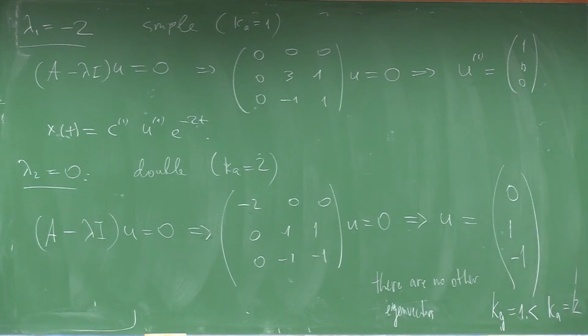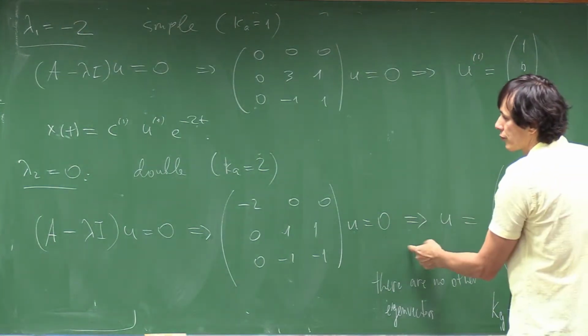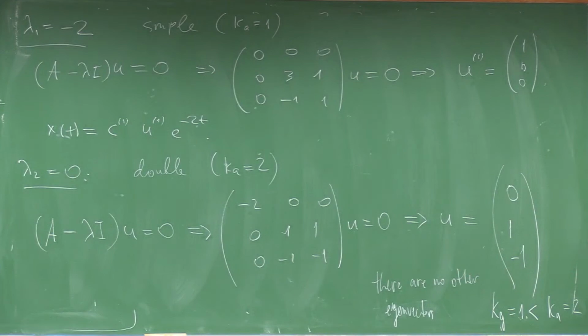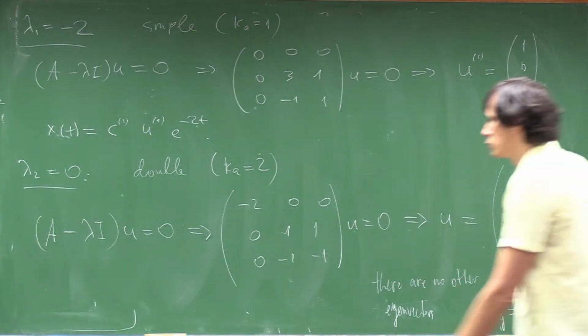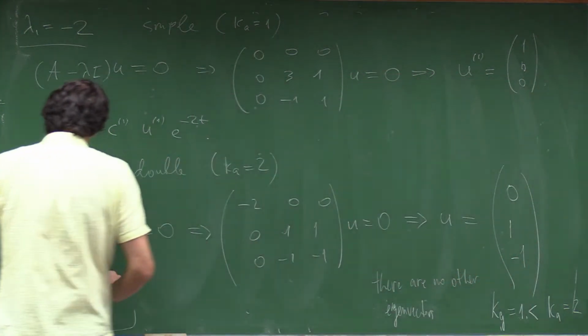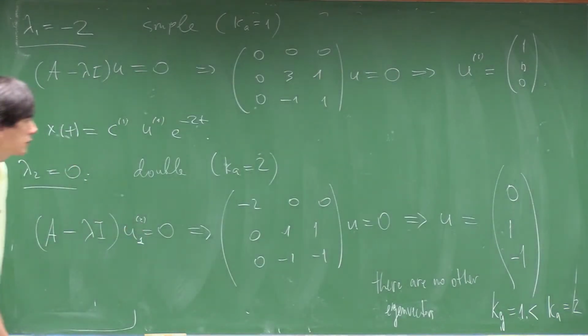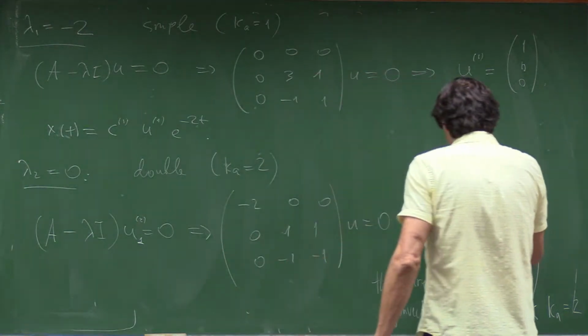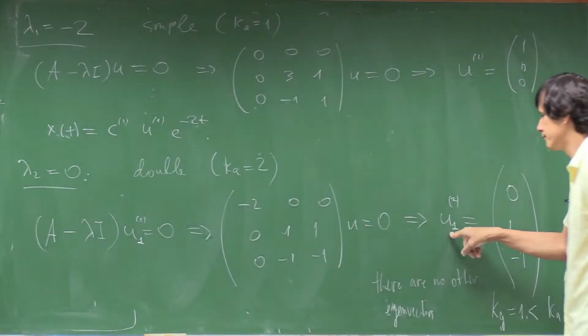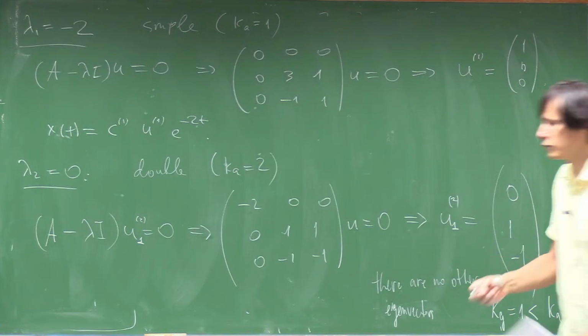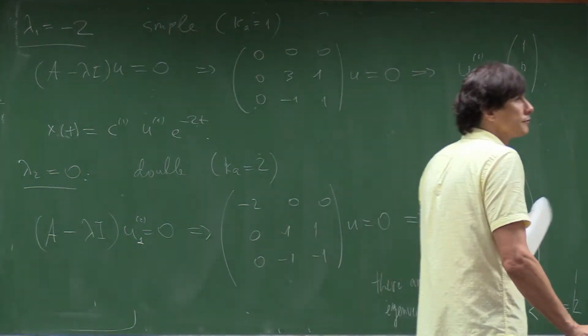So in that situation, we already have just one solution from here and one solution from there, so we need to go to generalized eigenvectors. So we call this the first eigenvector, we give it number 1, and we have to look for the generalized eigenvector.